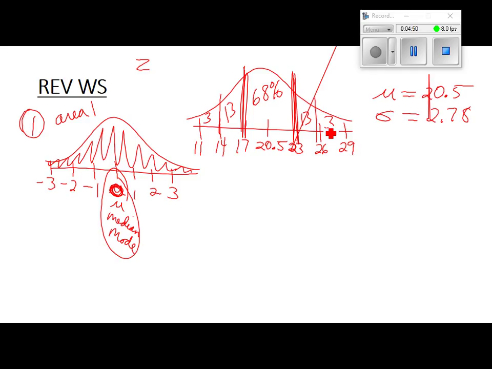If you're 1 standard deviation from the mean on each side, you're 68%. If you're between 1 standard deviation and 2 standard deviations below the mean, it's 13%, so on, so on, so on.